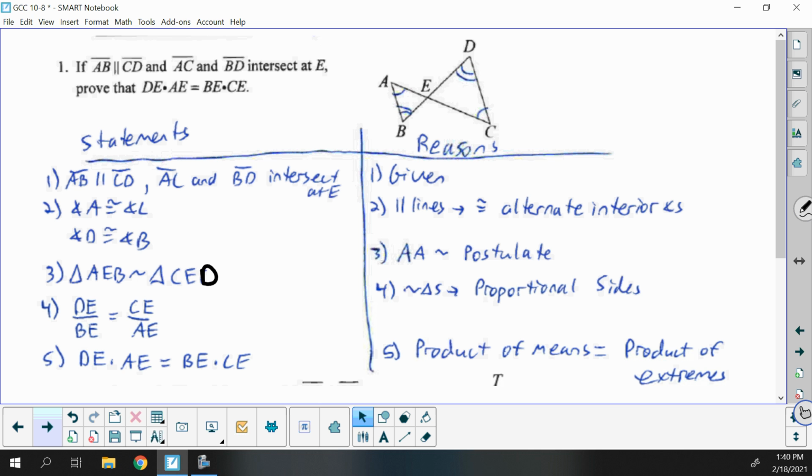Make sure the ones you want to multiply are diagonal from each other. So DE and AE diagonal from each other, BE and CE diagonal. You got similar triangles implies proportional sides. And then what we wanted to prove, product of the means equals product of the extremes.